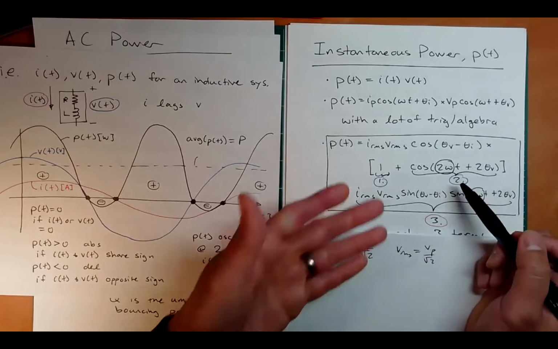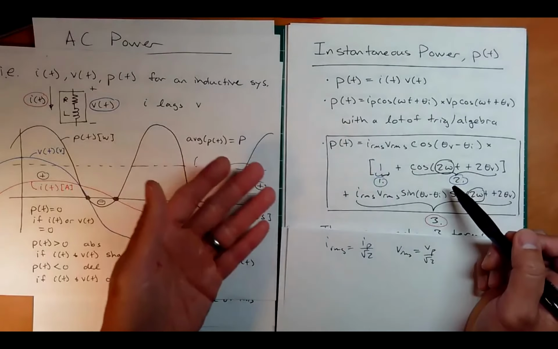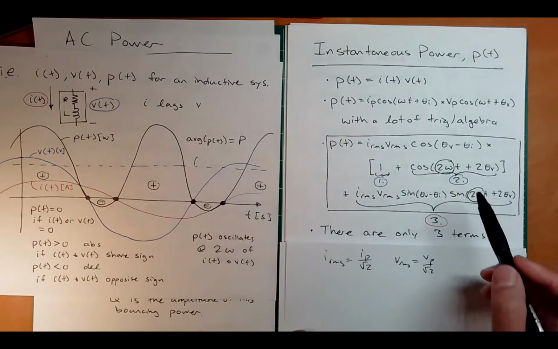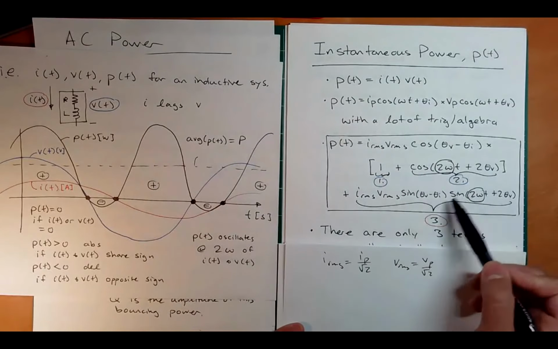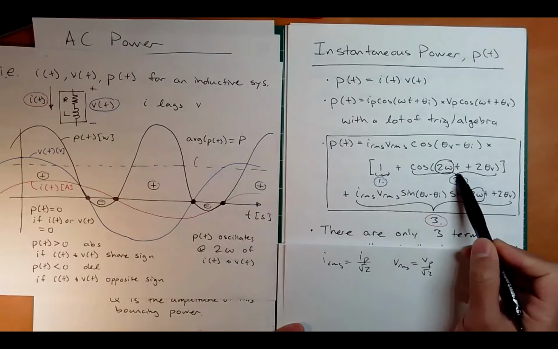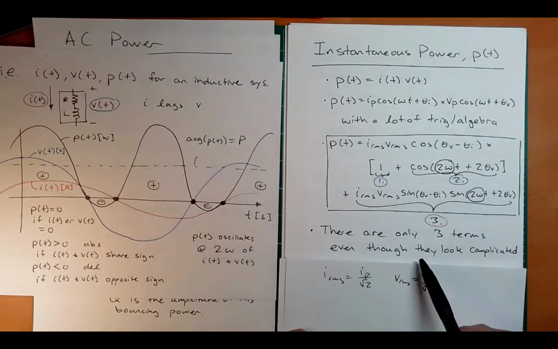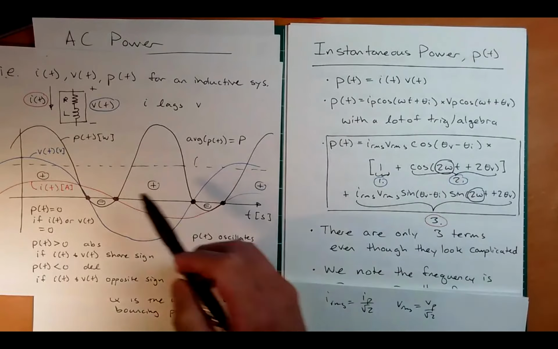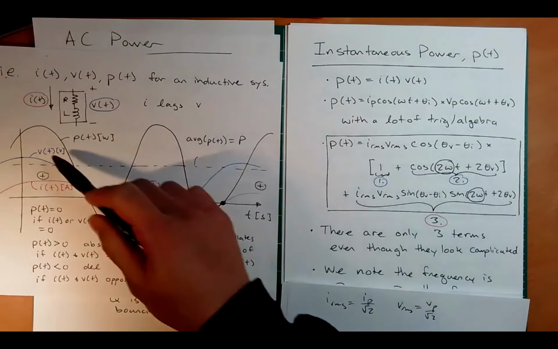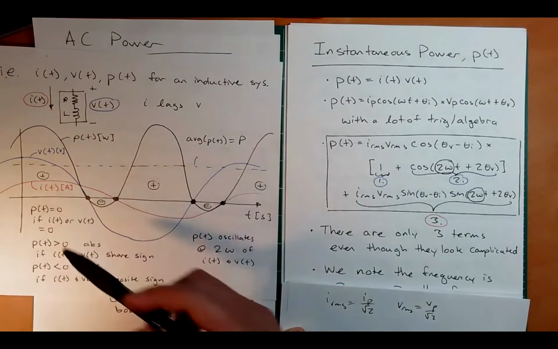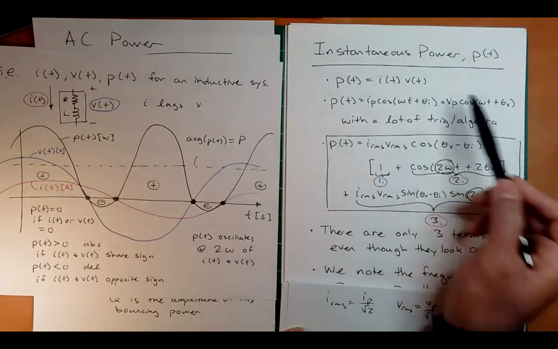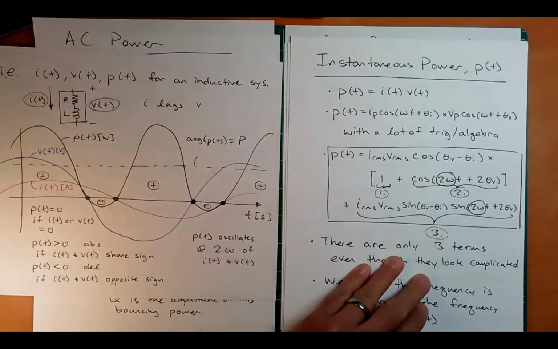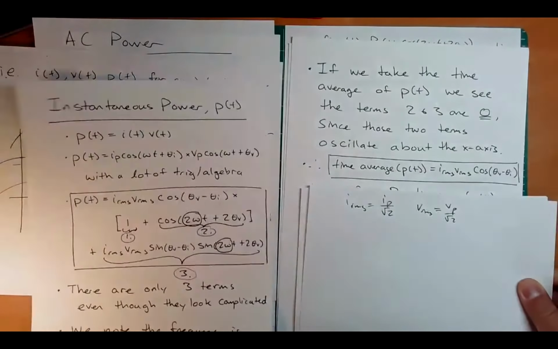So what can we glean mathematically from this description to help us describe some of the new things we're looking at? Well, we can see that there are three terms: 1, 2, 3. Notice I highlighted these in blue and this one in red. And what else do we know? We note the frequency of the sinusoidal parts is 2 omega, and we already saw that here. This is oscillating at 2 times the frequency of the voltage and current, because this omega is from the voltage and current. Good.